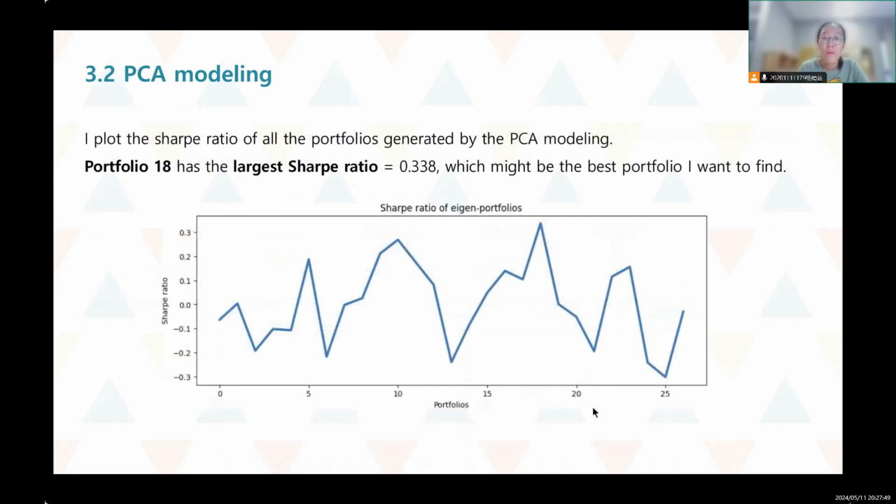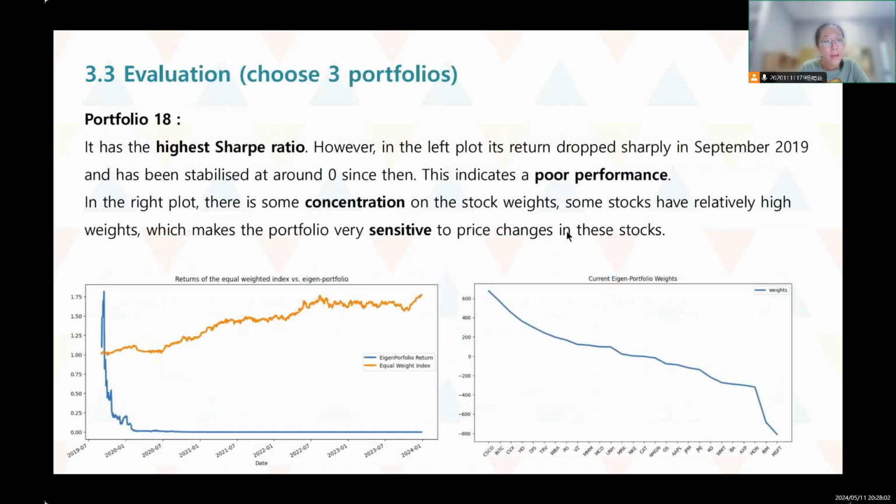I plot the Sharpe ratio of all the portfolios generated by the PCA modeling. Portfolio 18 has the largest Sharpe ratio, equal to 0.338, which might be the best portfolio I want to find. However, in the left plot, its return dropped sharply in September 2019 and has stabilized at around 0 since then. This indicates a poor performance.